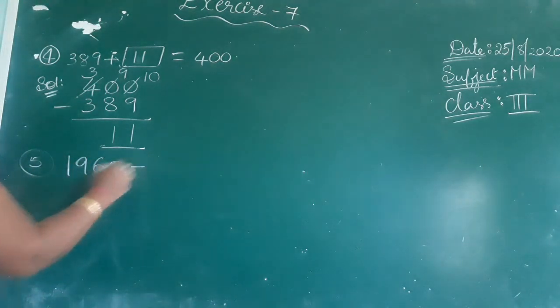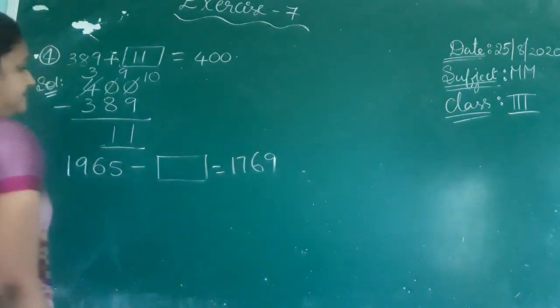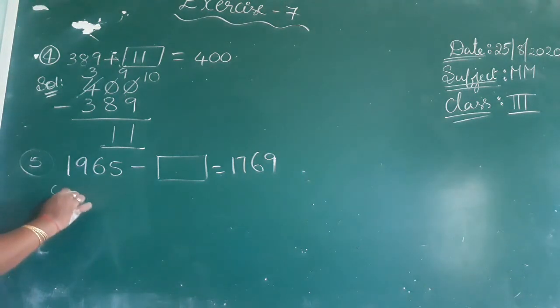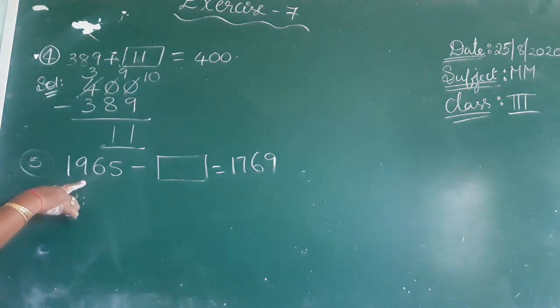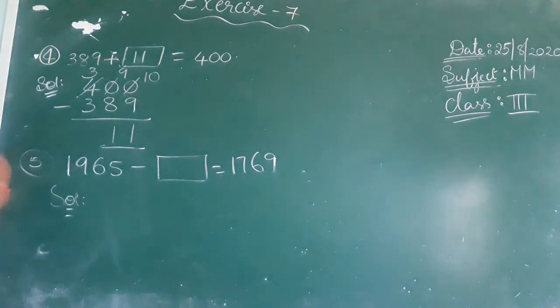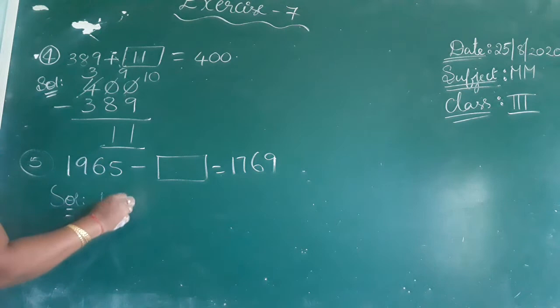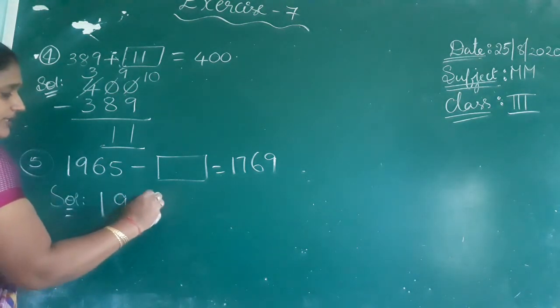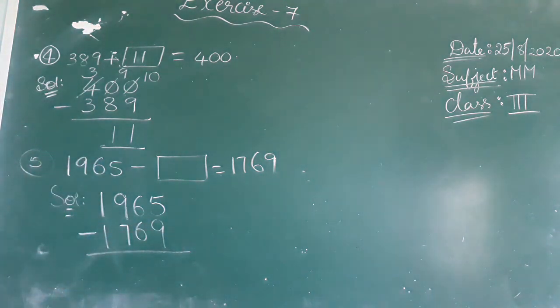1965 minus a number equal to 1769. That means if you subtract a number from 1965, you will get 1769. So how you will solve it, Amma? First we have to subtract, but what number you have to write first? Always in subtraction the bigger number should be written first. 1965 minus 1769. Okay.